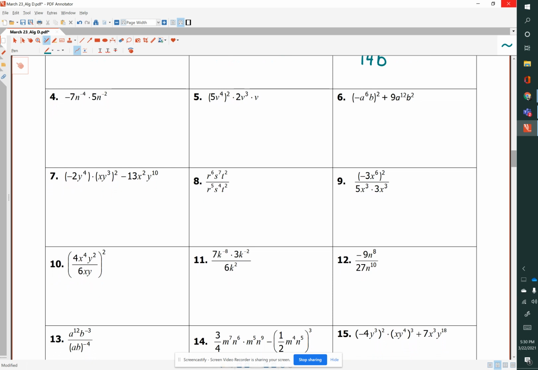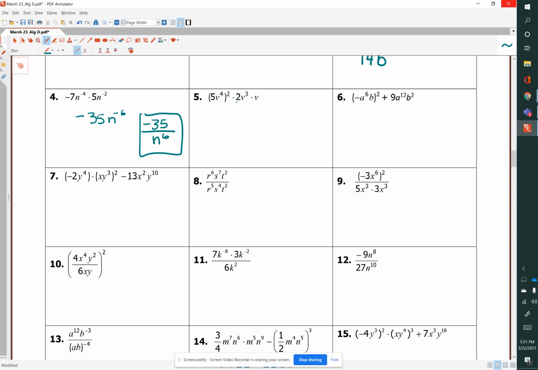Number 4. So why don't you try some of these and then come back to the video. So we have negative 7 to the negative fourth power times 5 to the negative 2 power. 7 times 5 is 35. So that would be negative 35. And we add the exponents. Negative 4 minus 2 is negative 6. And then we have to rewrite that. So the negative 35 is fine in the numerator. It's negative exponents we don't want in the denominator. So here's our final answer.